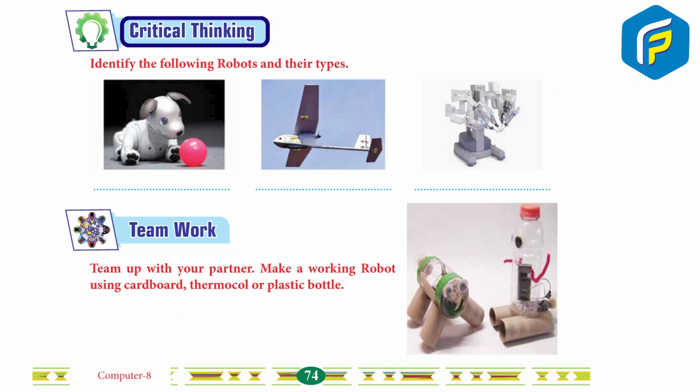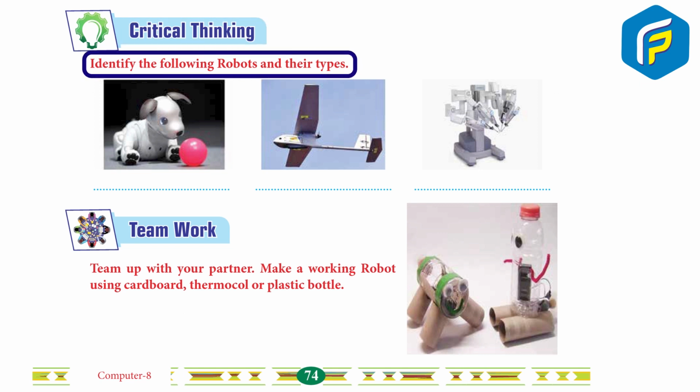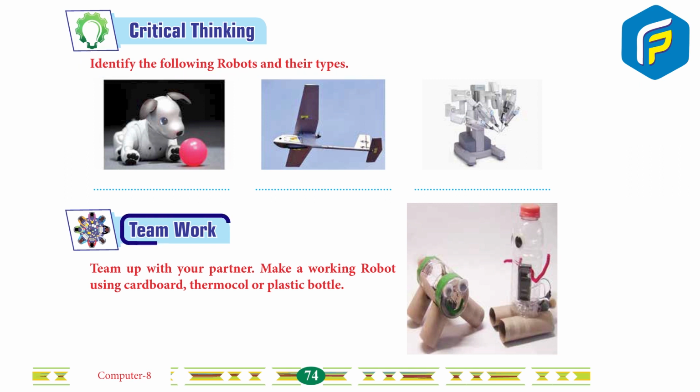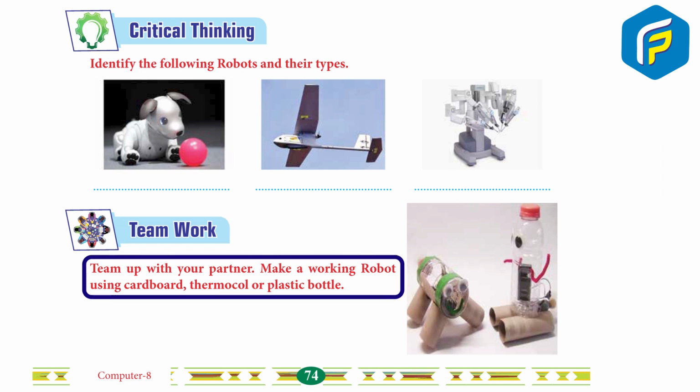Critical thinking. Identify the following robots and their types. Answer: Ask students to do it by themselves. Teamwork. Team up with your partner. Make a working robot using cardboard, thermocol or plastic bottle. Answer: Ask students to do it by themselves.